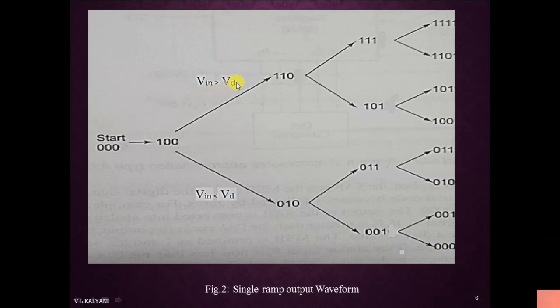And this is the second condition. When Vin is less than VD, it resets the previous bit, which means the previous bit was 1, so it is reset here to 0 and the next bit will be set to 1.